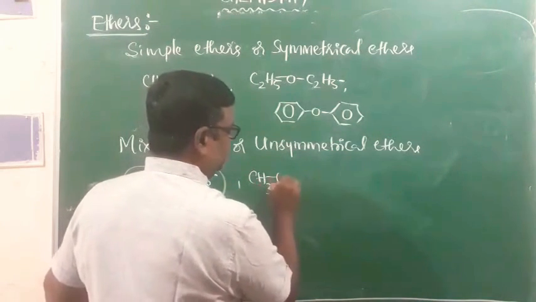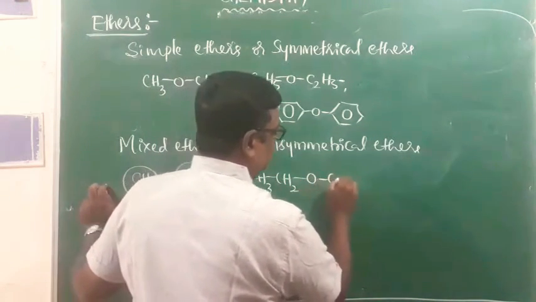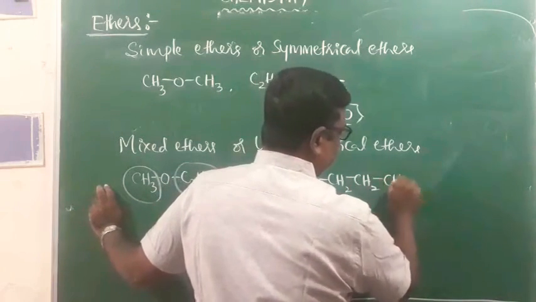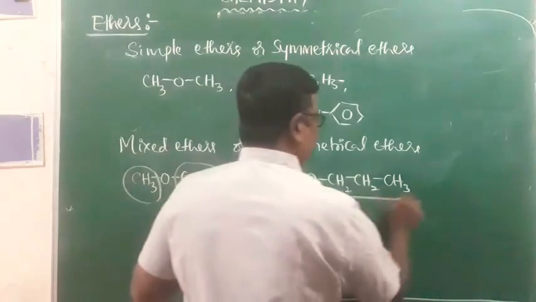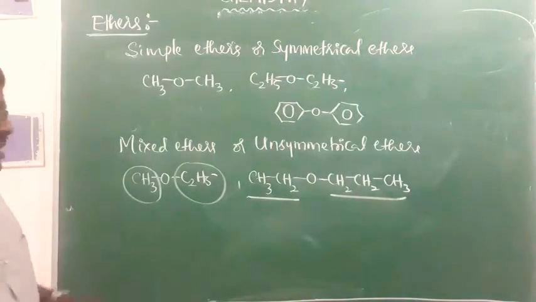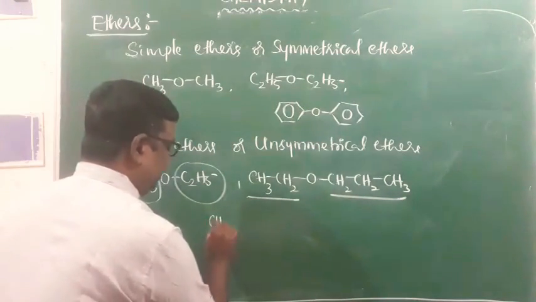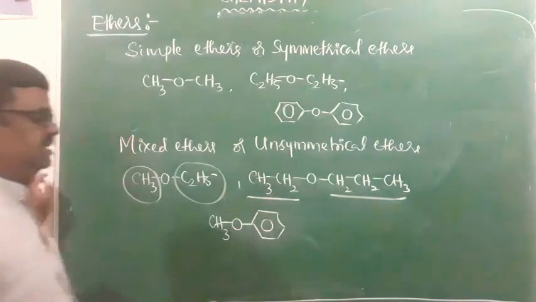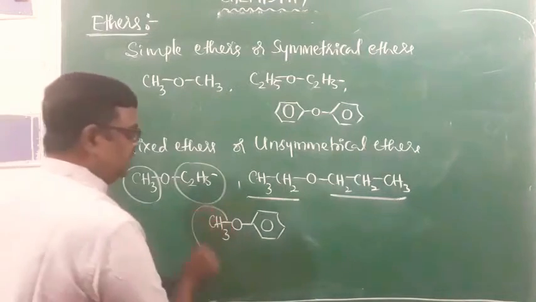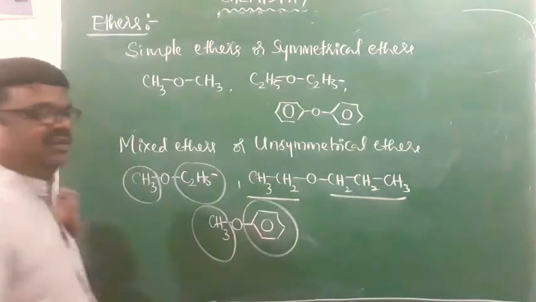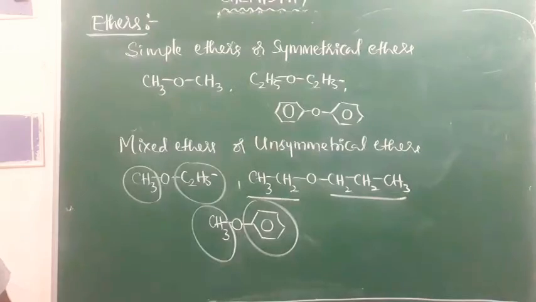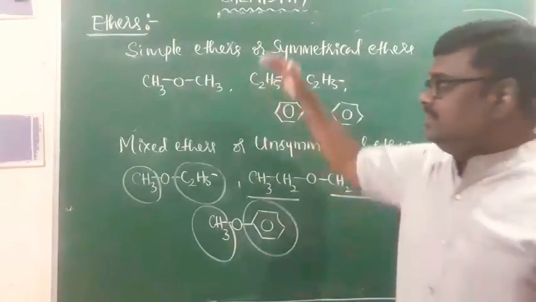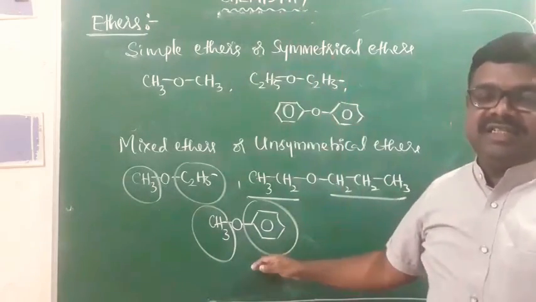Apart from that, we have CH3CH2, O, CH2CH2CH3. Here we have an ethyl group and here a propyl group, so that is a mixed ether. We also have CH3, O, phenyl group. This is also an example of a mixed ether, because we have CH3 here and C6H5 here, different R groups. Therefore they all come under mixed ethers. So these are simple ethers and mixed ethers.